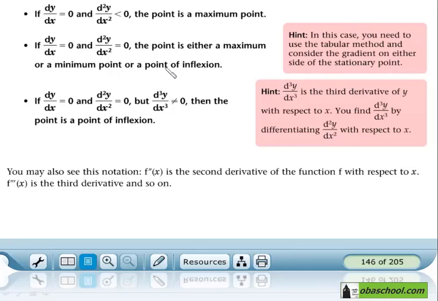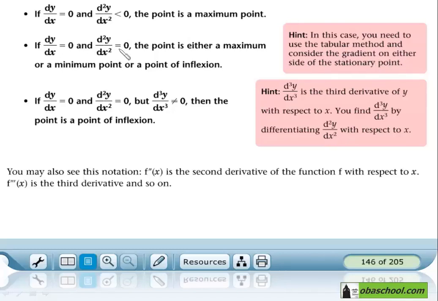So here we didn't get an answer yet by using the second derivative to know the type of the turning point. In this case, you need to use the tabular method and consider the gradient on either side of the stationary point. We do this when the first and second derivative are equal to 0.